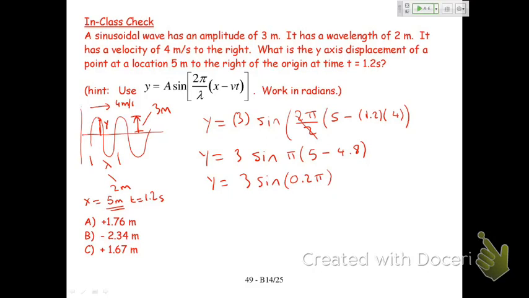It's pretty straightforward, so I'll just go 3 times sine, put brackets in, 0.2 times pi, close the brackets, and I get my answer. I'm getting 1.76, and it's in meters. And if you weren't in radians, I can't remember exactly, you might get minus 2.34 or 1.67. But you've got to check your units, okay?